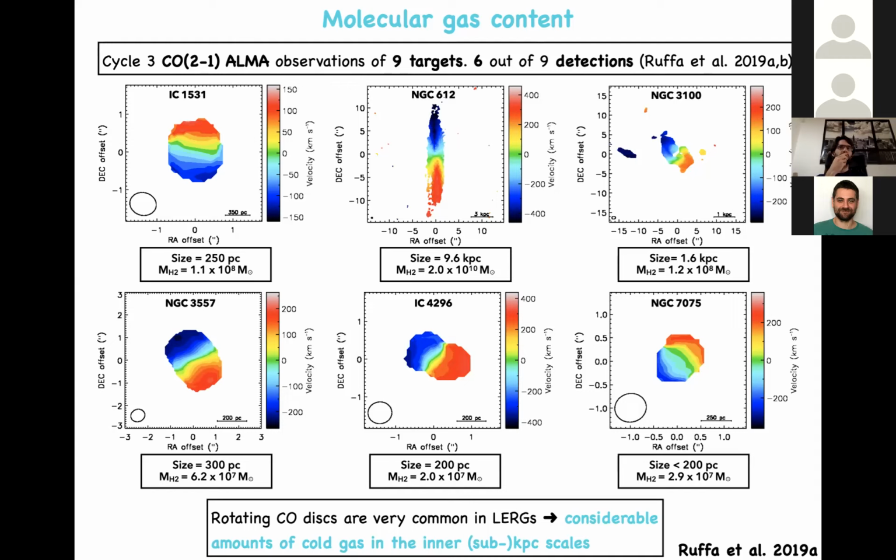Now the important information that we can extract from these detections is that rotating CO disks are very common in LERGs. And this is telling us that considerable amounts of cold gas are confined in the inner sub-kiloparsec scales of these objects, contrary to what is popularly believed for this kind of galaxies.